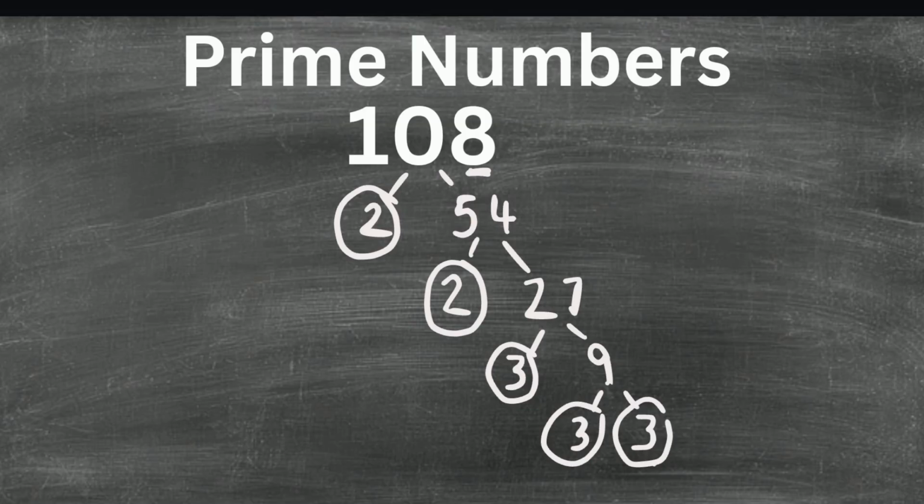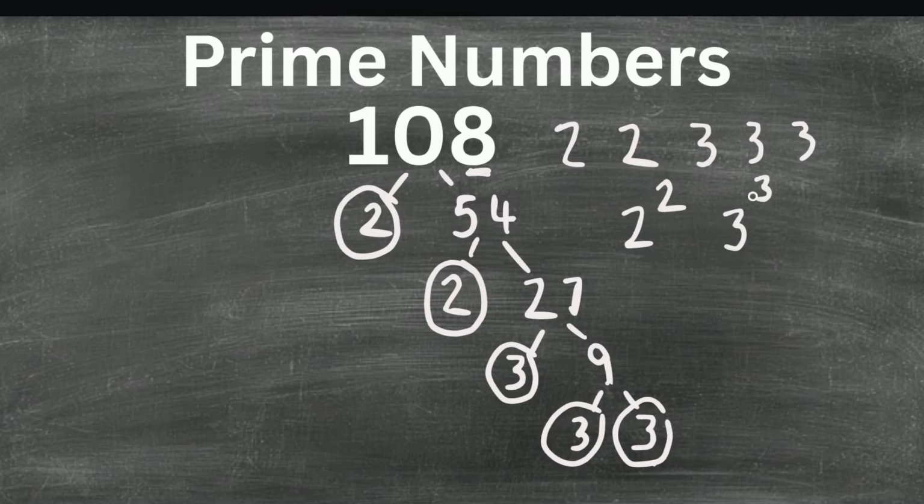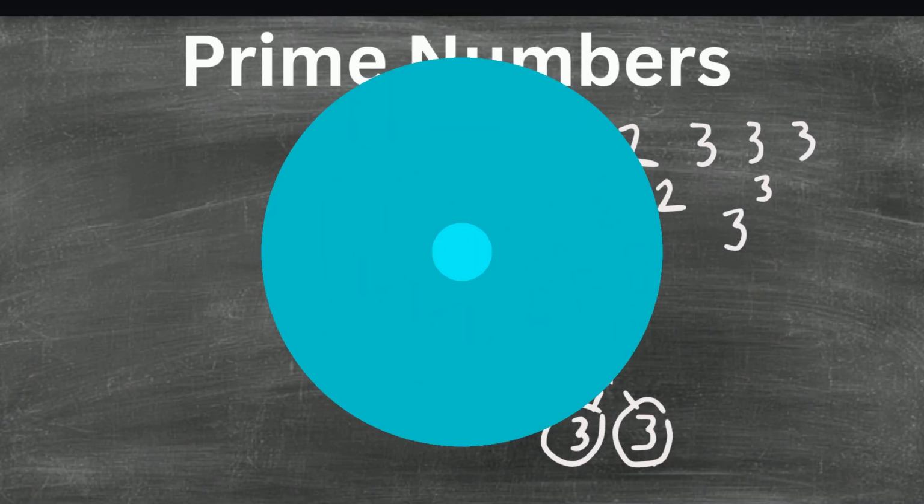So the prime factors are 2, 2, 3, 3, 3, and if you'd like to write it in exponential form, it is 2 squared, 3 cubed. So there we go. The prime factors of 108. Now let's take a look at 126.